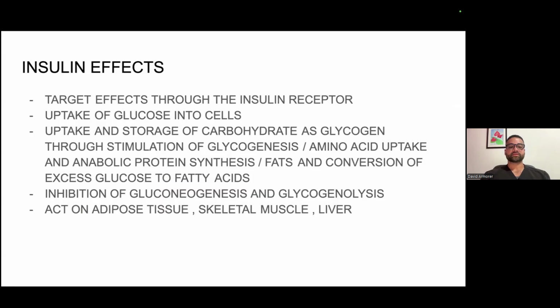So it inhibits gluconeogenesis, so it inhibits the formation of glucose. Sorry, it inhibits gluconeogenesis and glycogenolysis. And it acts on adipose tissue to increase the size of the adipose tissue, as well as skeletal muscle and liver by packing away through glycogenesis.